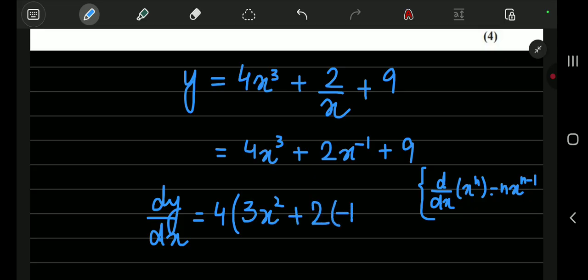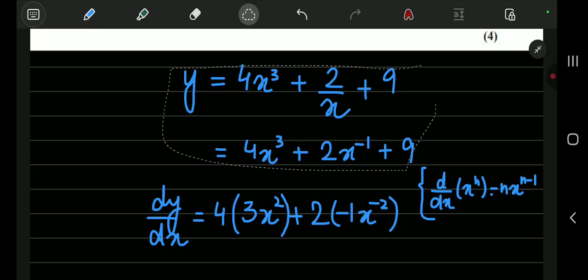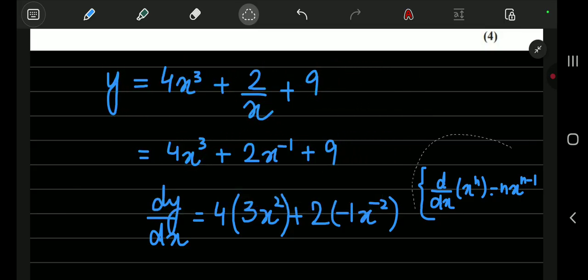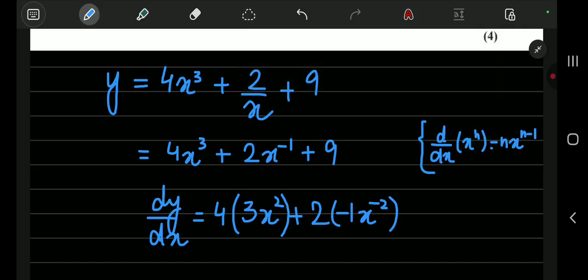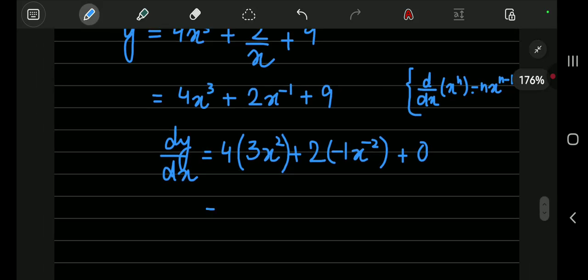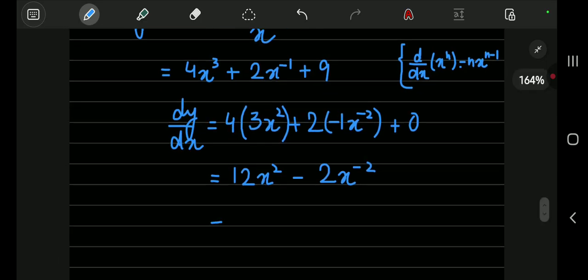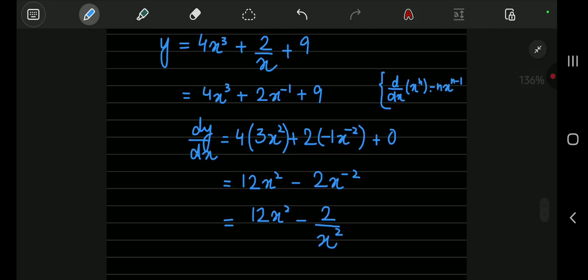plus 2 times n x to the power n minus 1, so it becomes minus 1 x to the power minus 2, plus 0, because the derivative of any constant is 0. Arranging it, 4 times 3 is 12, so 12x squared minus 2x to the power minus 2. Again we can shift it to the denominator because the power is negative, so the simplest form keeps it in positive power. So this is your final answer for the derivative.